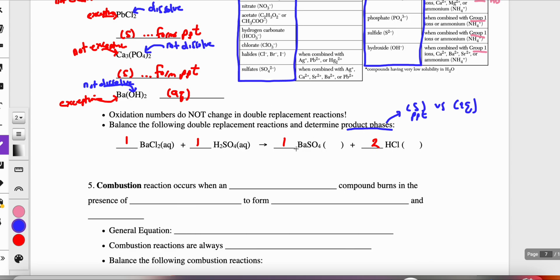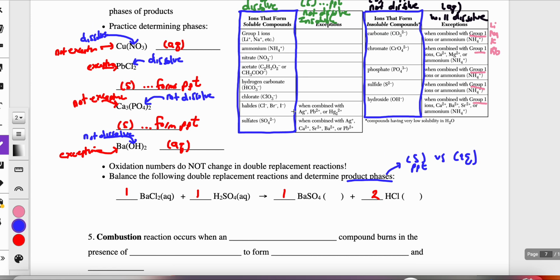So I'm just going to start here with BaSO4. When I take a look here, I don't see Ba here, but I see SO4. So SO4s typically dissolve. And now what I have to think is, Ba, is it an exception or not an exception? So sulfate, look at those exceptions, and Ba is an exception. So Ba is an exception to when it will dissolve. So when BaSO4 forms as a product, it forms as a precipitate. So the barium sulfate's phase would be solid.